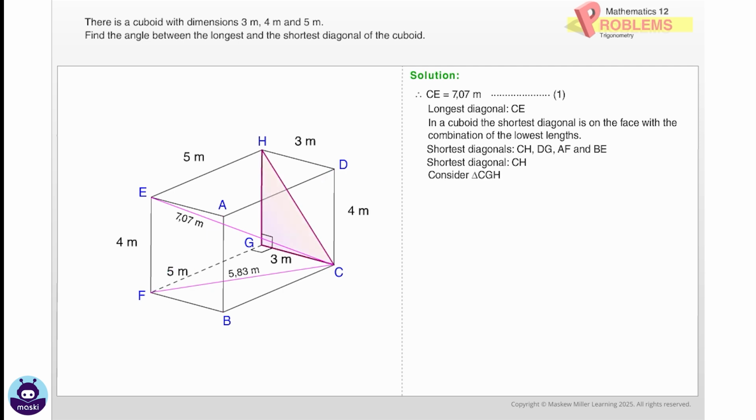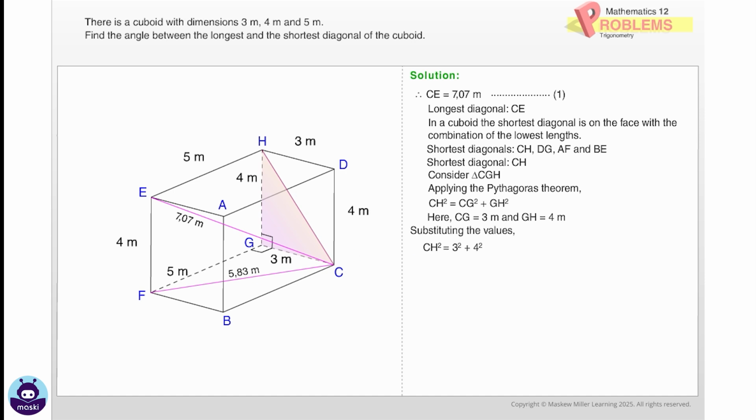Consider triangle CGH. We apply the Pythagoras theorem to find CH. CH square equals CG square plus GH square. Here, CG equals 3 meters and GH equals 4 meters. Substituting the values, CH equals root 25. Therefore, CH equals 5 meters.